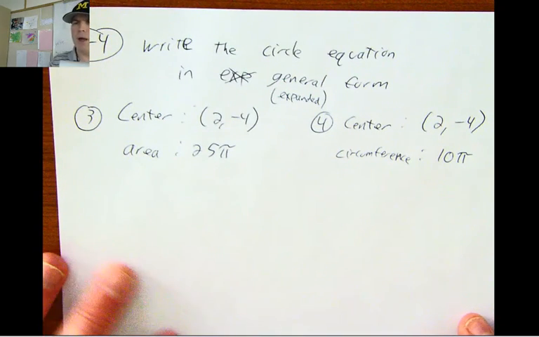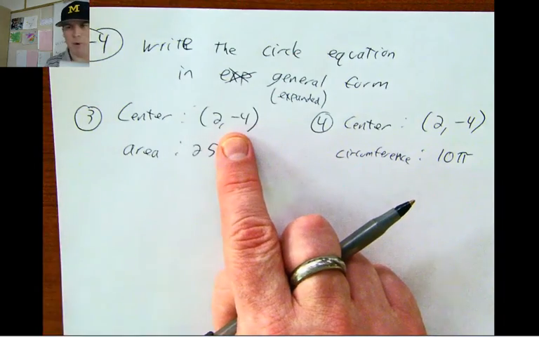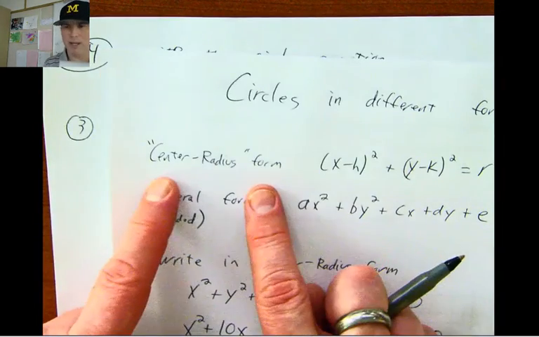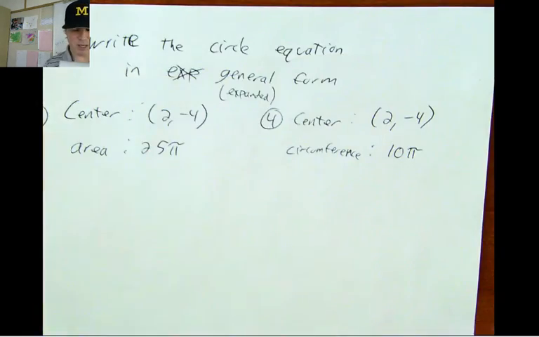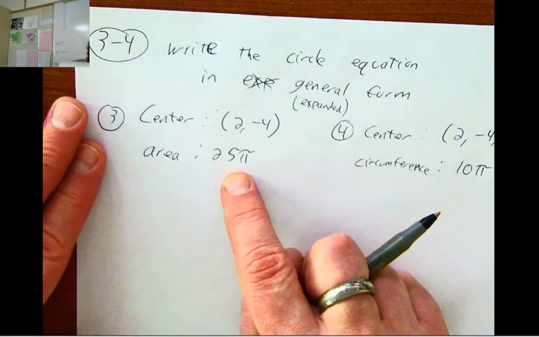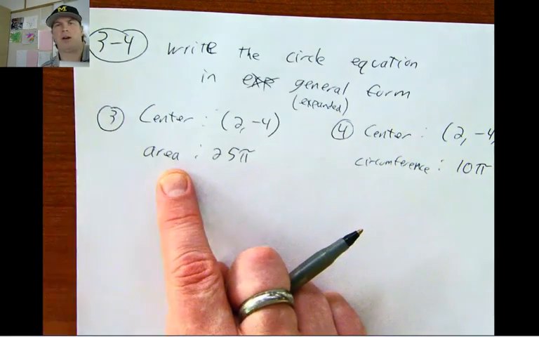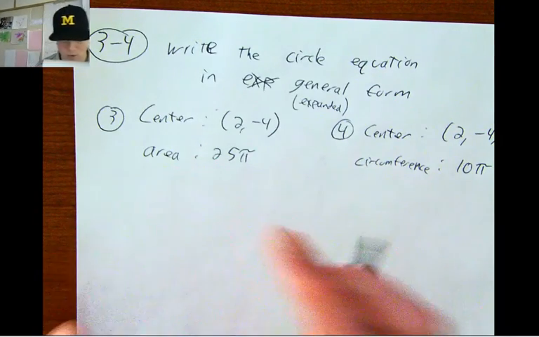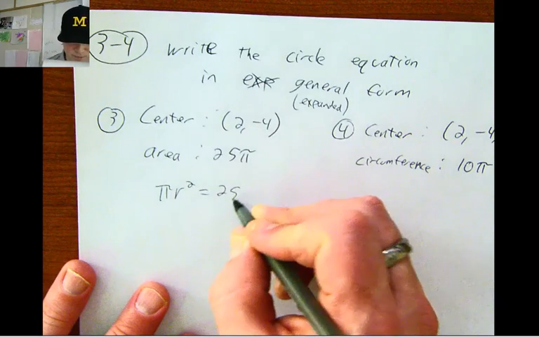All right, so I have the center point, so I already have half the information. I basically want to start in center-radius form. I have the center, I don't have the radius, but you need to use one of your equations. Equation for area, pi r squared. So I know that pi r squared, the area, is equal to 25 pi.